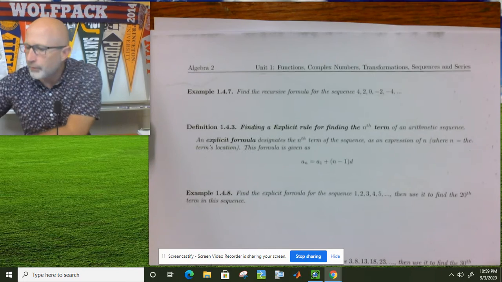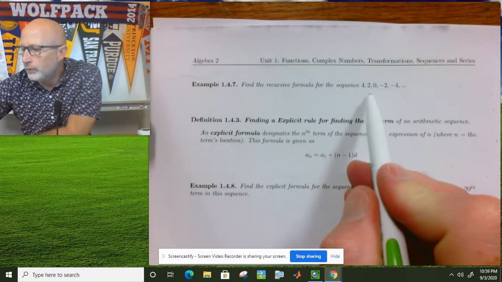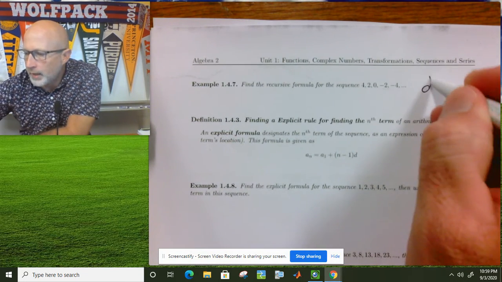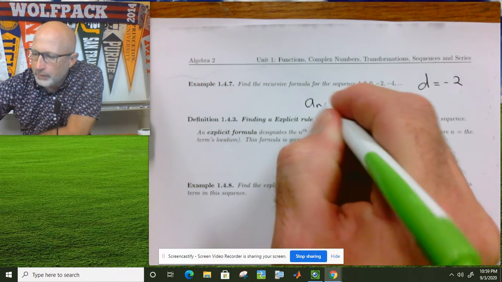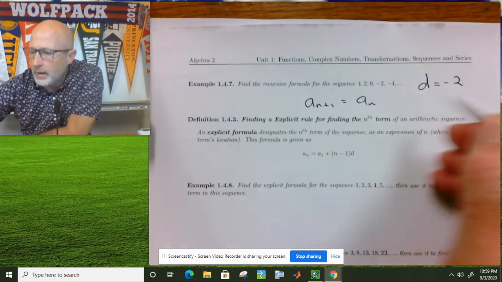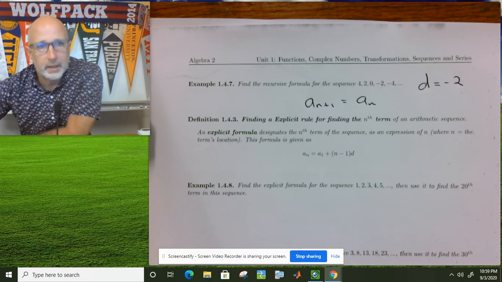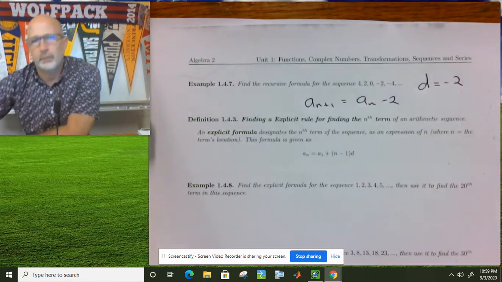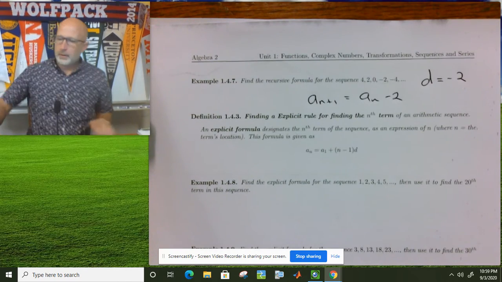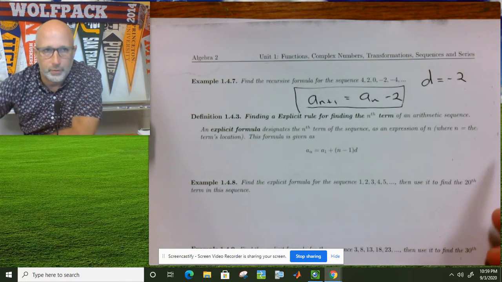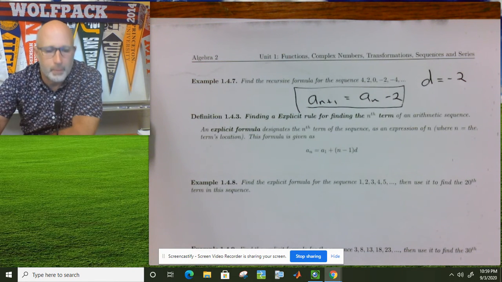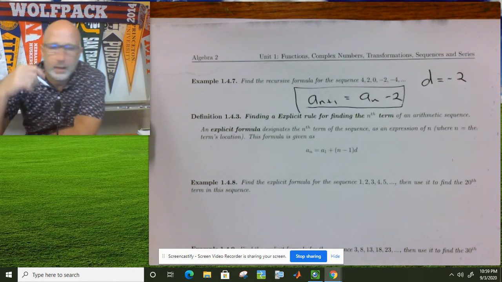Okay, next page. Flying through this. Find the recursive formula for the sequence 4, 2, 0, negative 2, negative 4. Once again, here we figured out that d is equal to negative 2. So a of n plus 1 is equal to a of n plus a negative 2, so that's just minus 2. That's our answer, our recursive formula. Recursive says I'm relying on what came just prior to that.